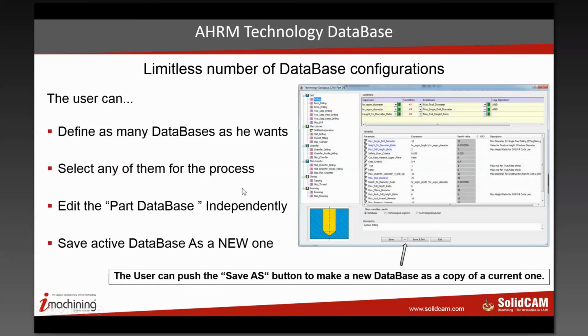You can edit the part database independently. I don't know if you noticed, but when I picked that technology, one of the selections in there was the part database. Even though I use the system hole recognition database, when it creates that first function, it inherits that database internally to the part file. Now in the part project, you have an independent database in there that you can adjust without adjusting your global database that was installed. So you've got several different levels at which you can do this. And of course, you can save the active database as a new one.